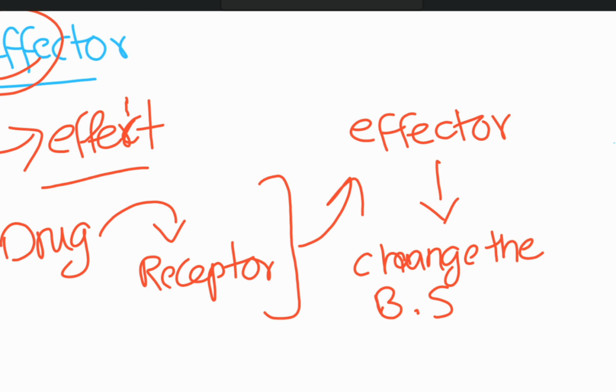So the effector is a component of the system that accomplishes the biological effect after the receptor is activated. The activation of the receptor usually comes from the binding of the drug to it. So the drug binds to the receptor, and the effector is a molecule that after this binding brings about a change. That change is in the biological system.